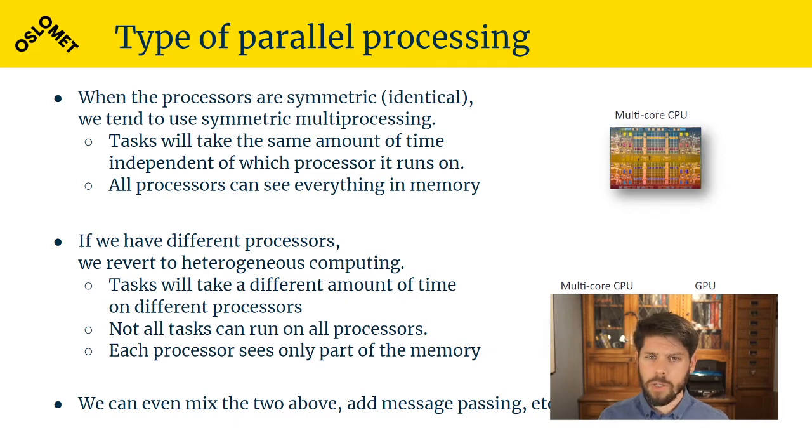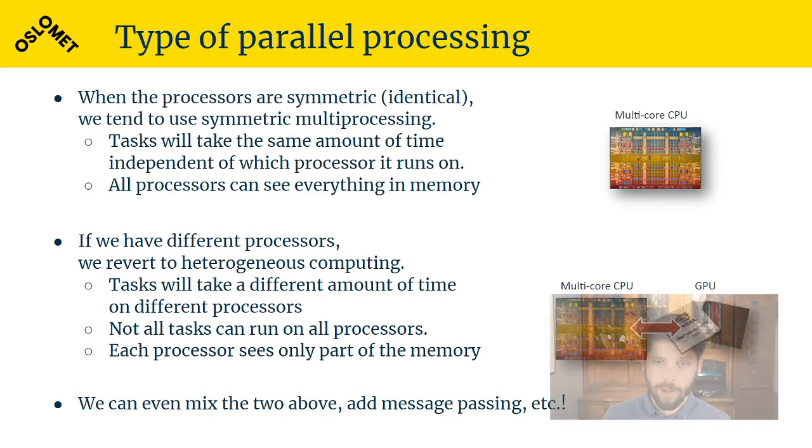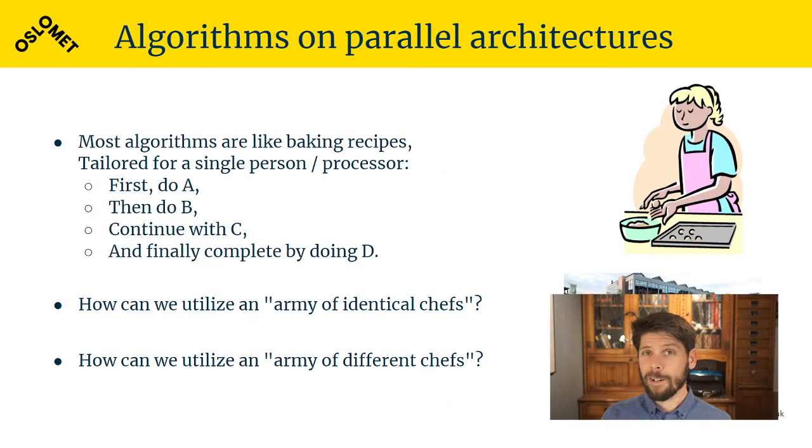Now, if you look at the heterogeneous computing, you see that it's slightly different. If you look at the previous session, we saw that multi-core CPUs had their memory space, which is RAM, and the GPUs had its other memory space, which was the GPU memory. So that means that each processor only sees part of the memory, and furthermore, each processor runs the different tasks at different speeds. Now, we can mix these above and use message passing and these kinds of things and make it as advanced as we want ourselves. But we're not going to go there first. We're going to start off a bit easier first.